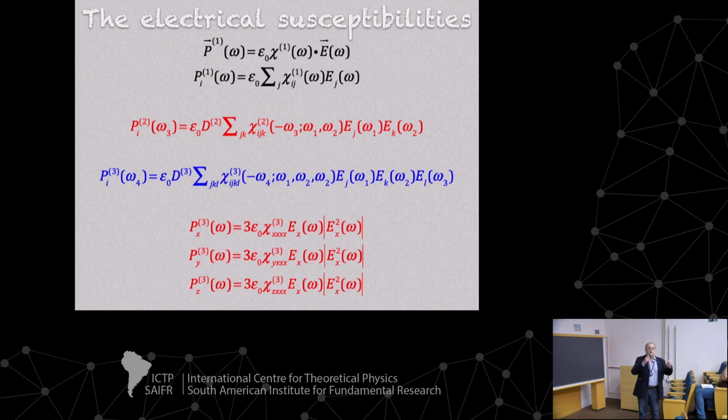Well, just for theoreticians, some expressions just to make a good impression. This is the polarization, first order. You have the first order susceptibility, which you can write as a tensor here. The second order, in our case, is not important because the liquid is isotropic. So for symmetry reasons, chi2 is equal to 0.